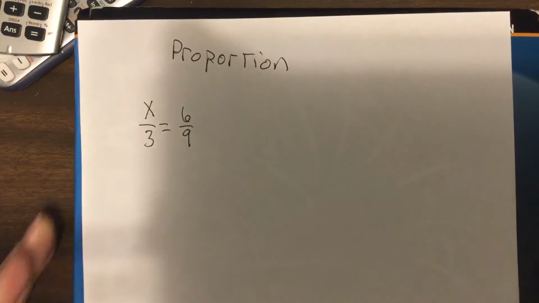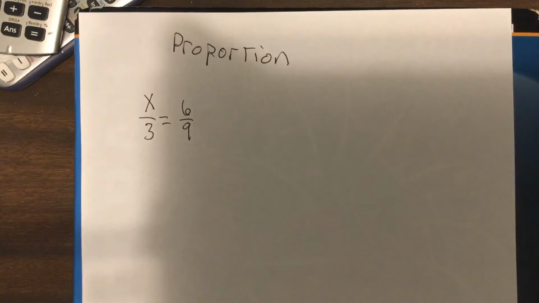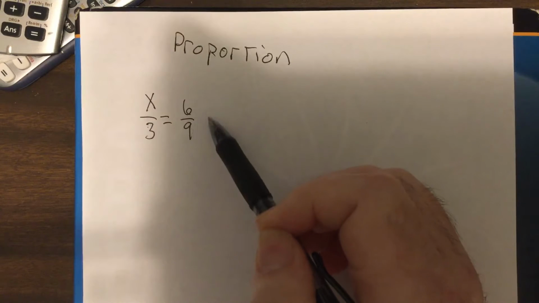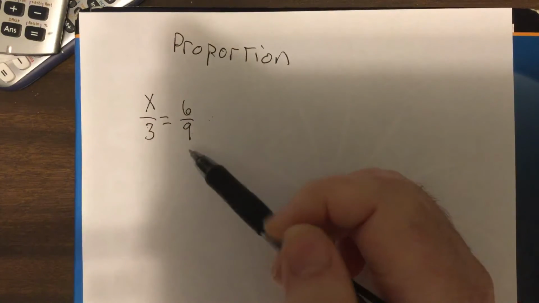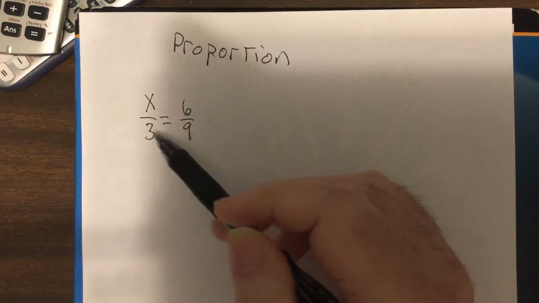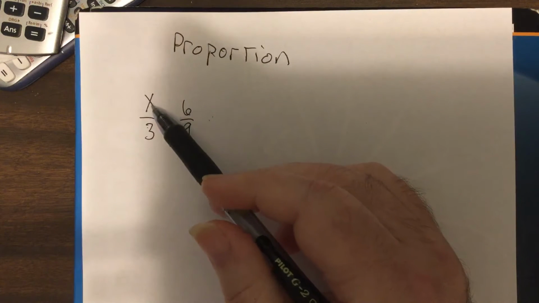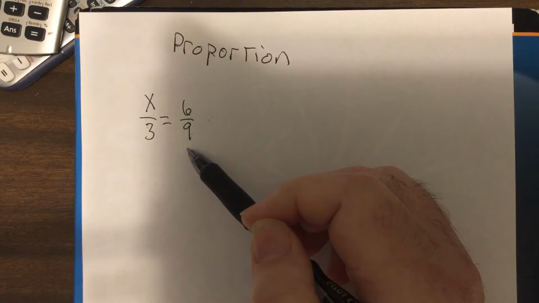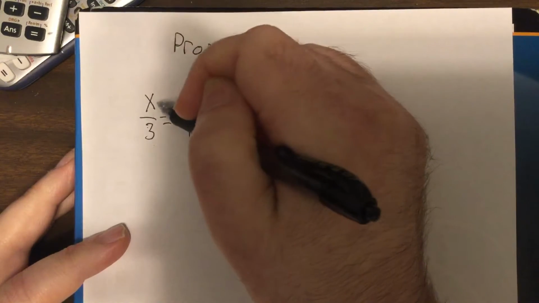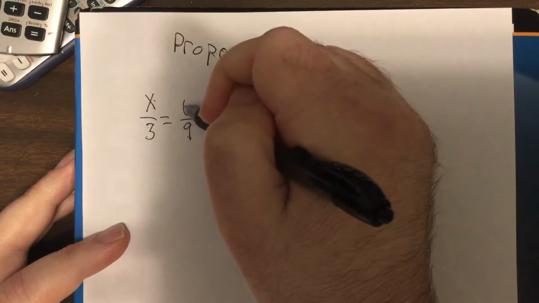Well, there's two ways of doing it. The longer way is to find the LCD and multiply both sides by it. Lowest common denominator. We've been doing that for a week or two now. But whenever you have one fraction equals one fraction, the shortcut is to cross multiply.